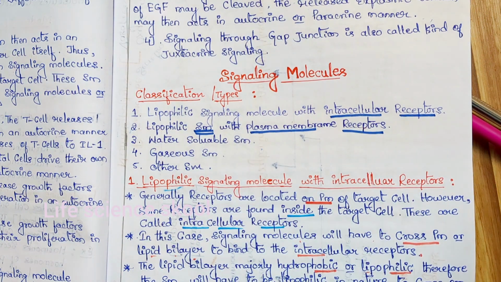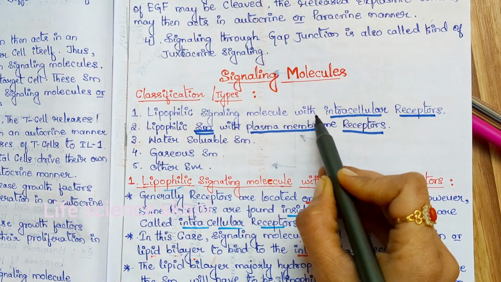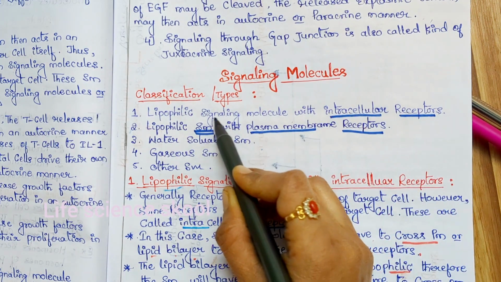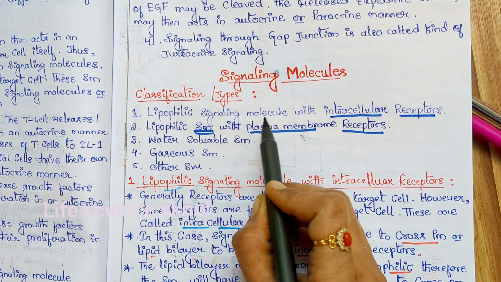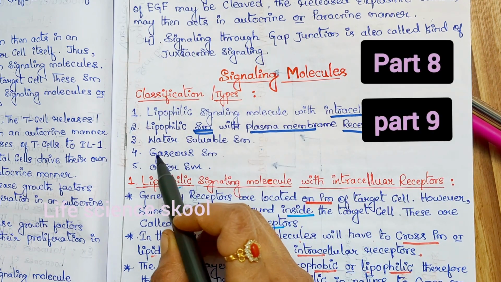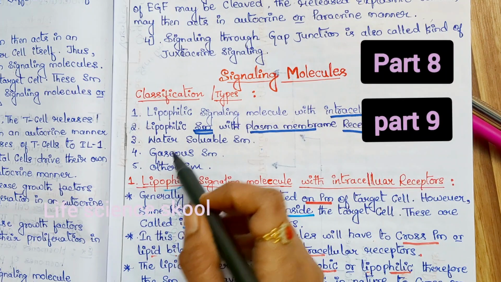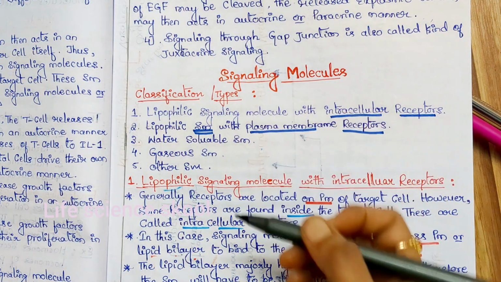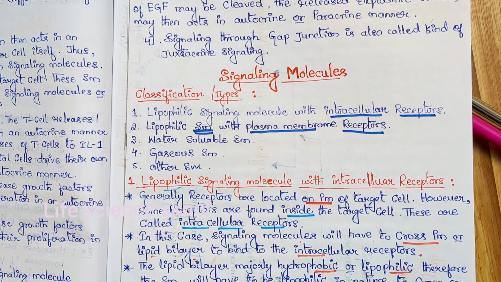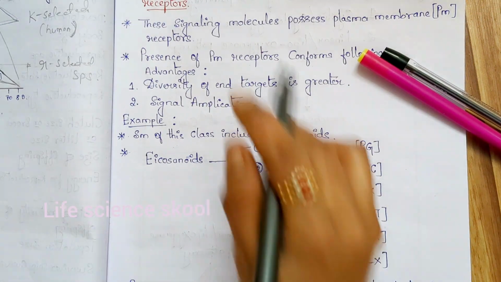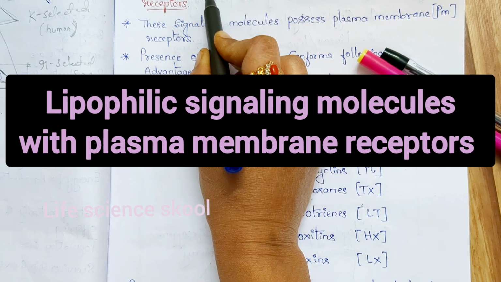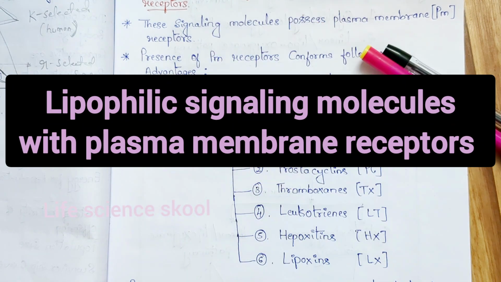If you didn't watch the video about lipophilic signaling molecules with intracellular receptors, then better go and watch that video, so that will be helpful to understand the content and the other concepts as well, if you are interested. Now let's begin with the second type, that is lipophilic signaling molecules with plasma membrane receptors.